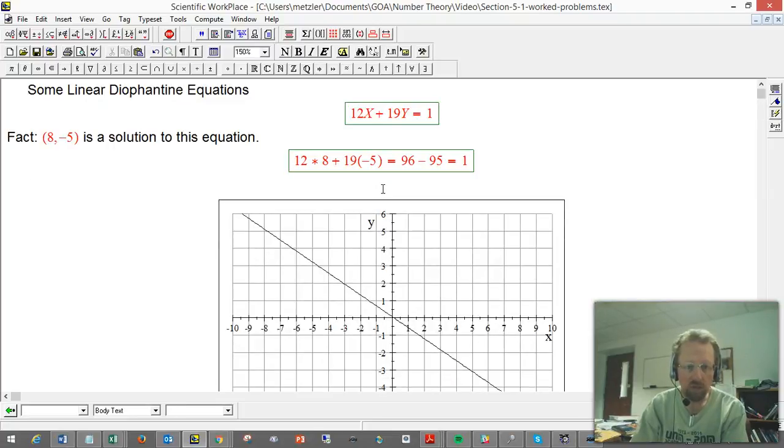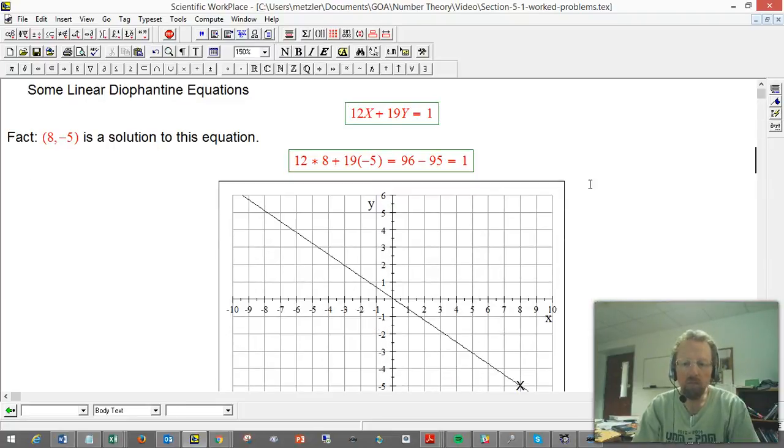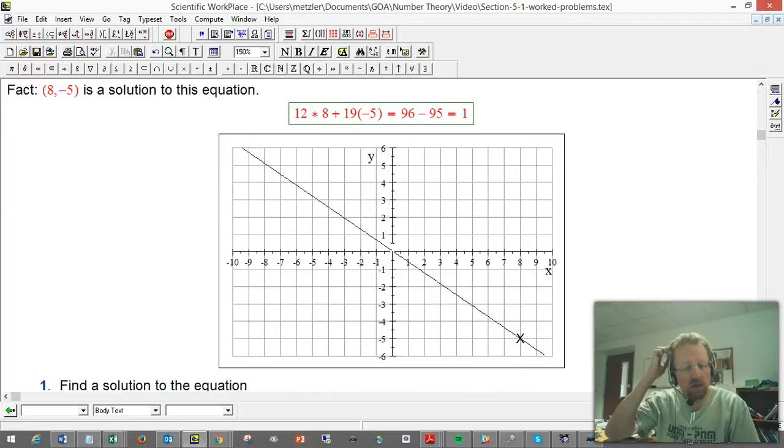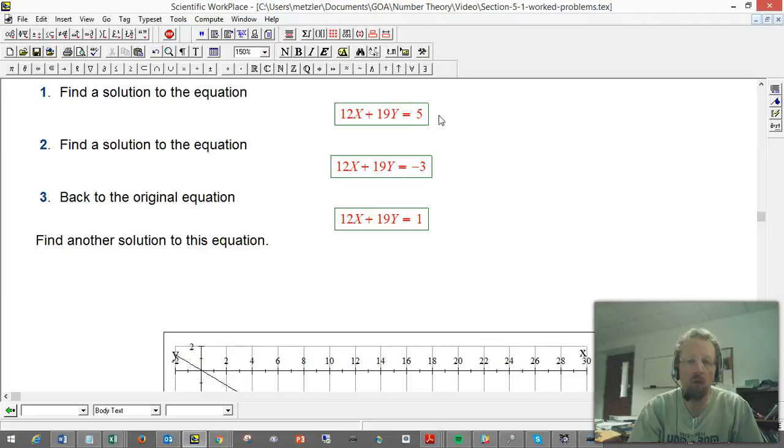Let me just bring this up a little bit. There we go. Indeed, if you look at this line, which I just graphed from the equation, it doesn't go through most of the grid line intersections, but right here at 8 comma minus 5 it does. So that's a graphical picture of saying this is a solution. So what can we do with that? One really important but simple thing is that we can solve associated equations really quickly.